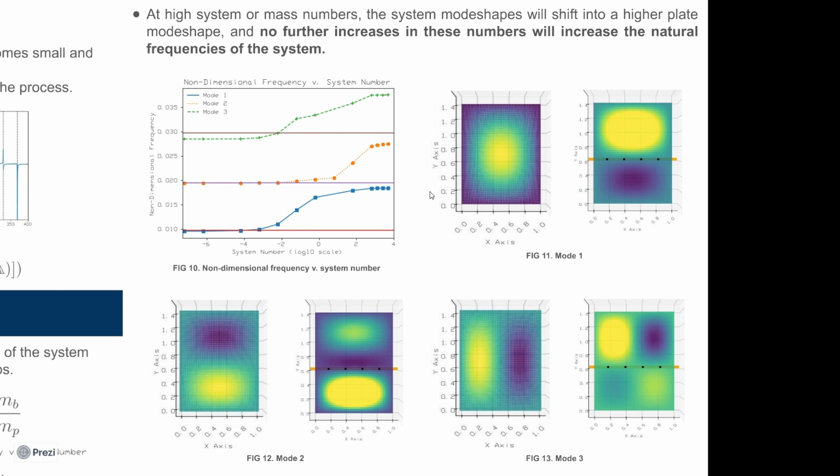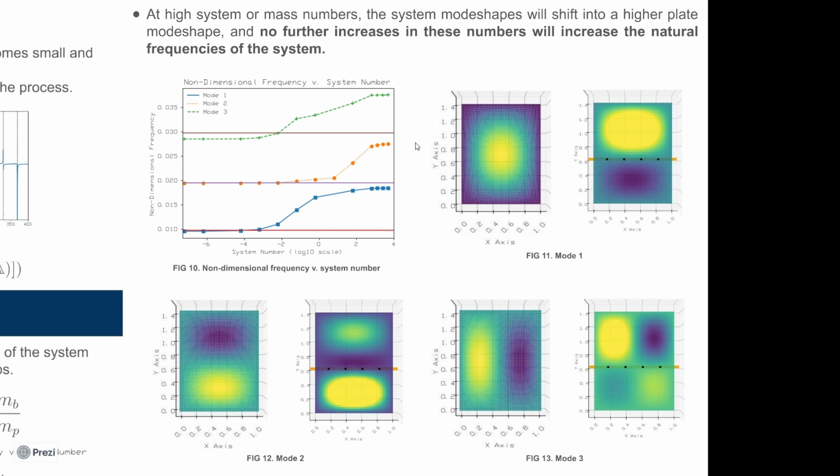This happens because for very low system numbers, the effective stiffness of the beam is very low. It doesn't stiffen the system much, but it does add a bunch of mass, which drops the frequencies. For particularly high system numbers, we see that the natural frequencies of the system converge, and no further increase of the system number yields any appreciable increase in natural frequencies.